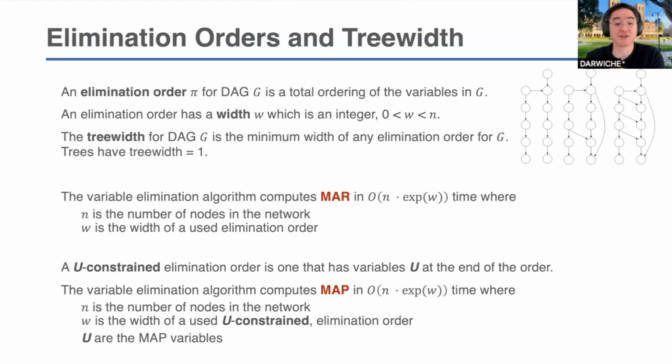And the width of those orders in that subset may be worse than the others. That's why, in general, computing MAP is more difficult than computing marginals using variable elimination, because you cannot use any elimination order. In the first case, any elimination order will work, so you can use the best. But that best elimination order may not have the MAP variables at the end, so you may not be able to use it, and you may have to use a worse one. I hope this is clear.